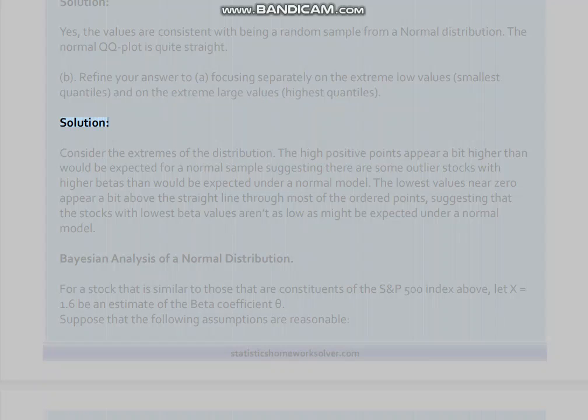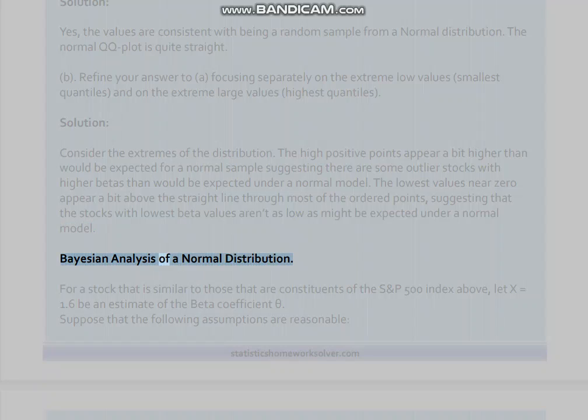Solution. Consider the extremes of the distribution. The high positive points appear a bit higher than would be expected for a normal sample, suggesting there are some outlier stocks with higher betas than would be expected under a normal model. The lowest values near zero appear a bit above the straight line through most of the ordered points, suggesting that the stocks with lowest beta values aren't as low as might be expected under a normal model.